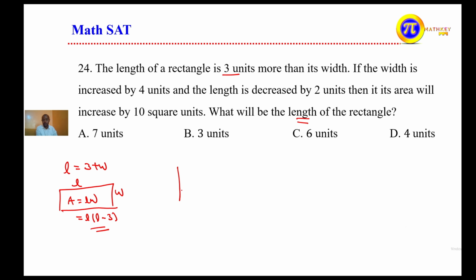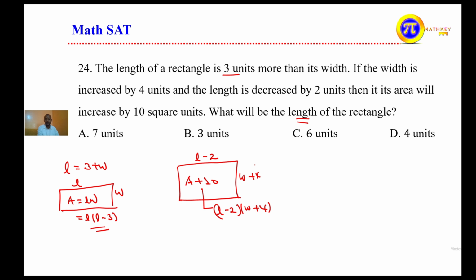Similarly, this is the new rectangular figure. The width is increased by 4 units from the previous one. This means W plus 4. But its length is decreased by 2, so it becomes L minus 2. But its area will increase by 10, therefore this means the area of the previous plus 10. The area of this one is (length minus 2) times (the width plus 4).